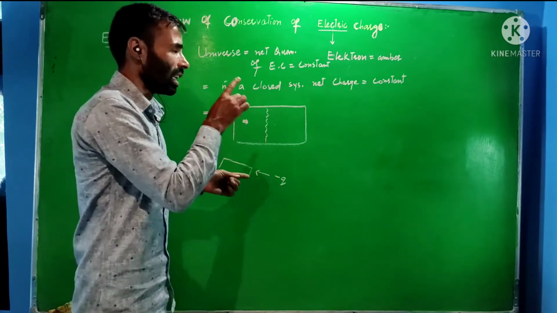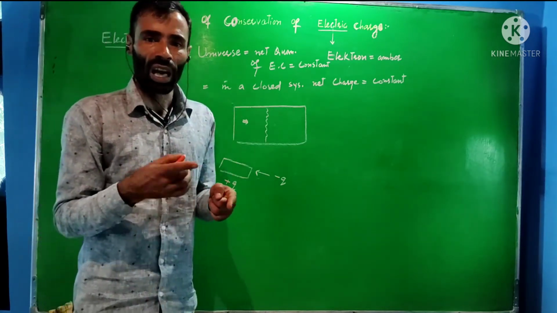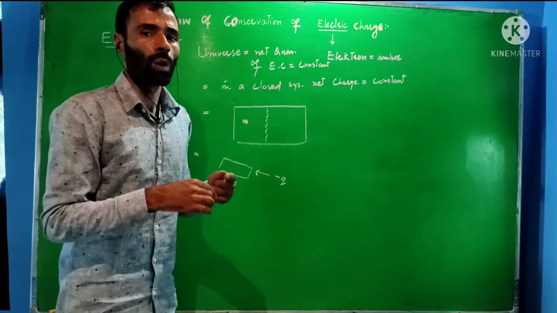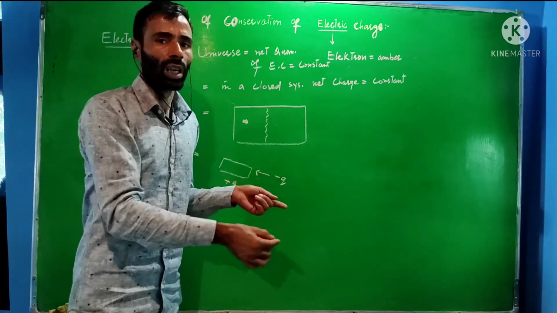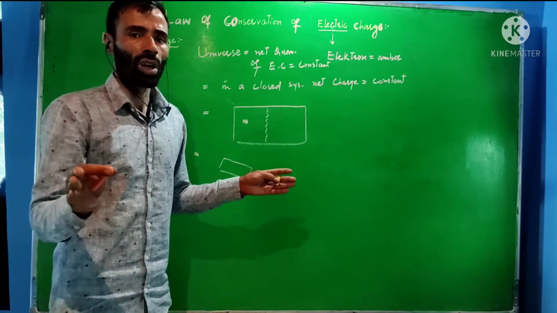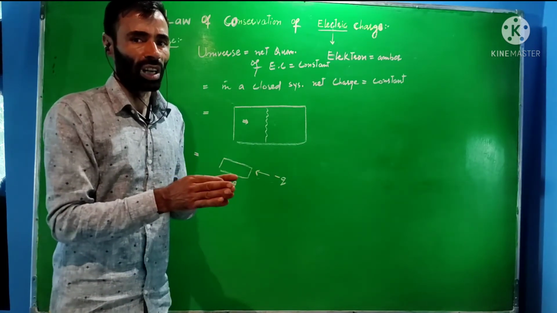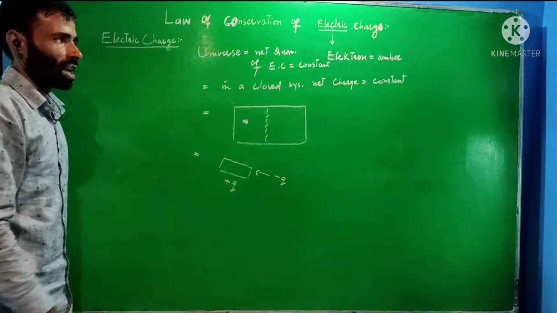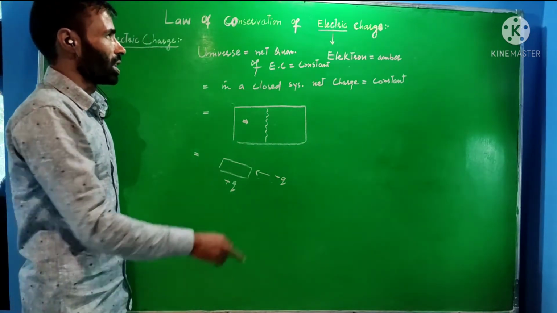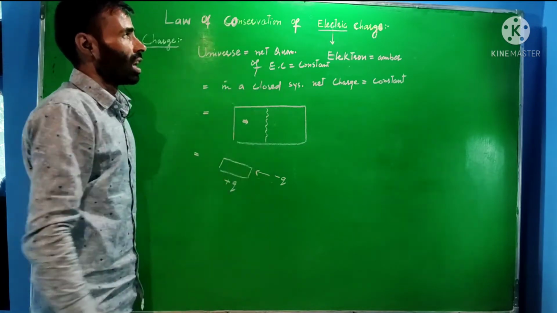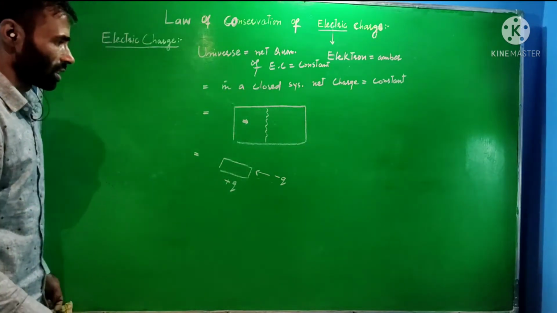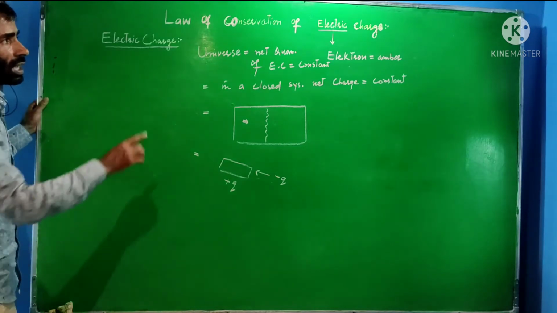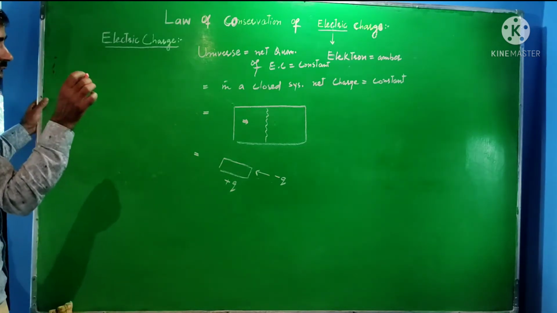So again, electric charge can neither be created nor destroyed. It can be transferred from one body to another body. The overall charge of the two interacting bodies remains constant. So these are some of the ways by which we can state the law of conservation of electric charge. Now I will take some examples to explain this law.